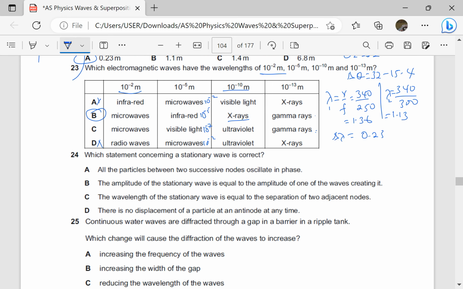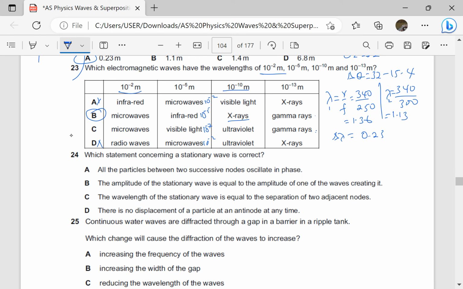Which statement concerning a stationary wave is correct? You know that for a stationary wave, all particles vibrate in phase in the same segment, but they have different amplitudes, and particles vibrate out of phase with particles in the neighboring segment. In fact, they are in antiphase.